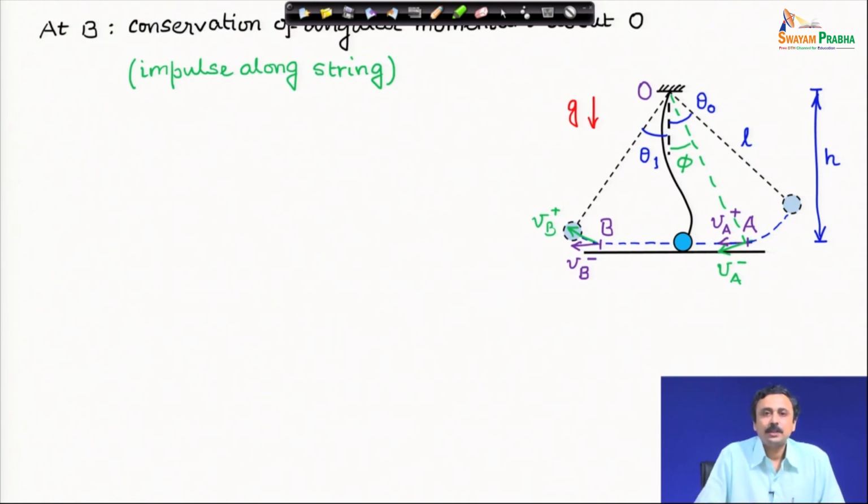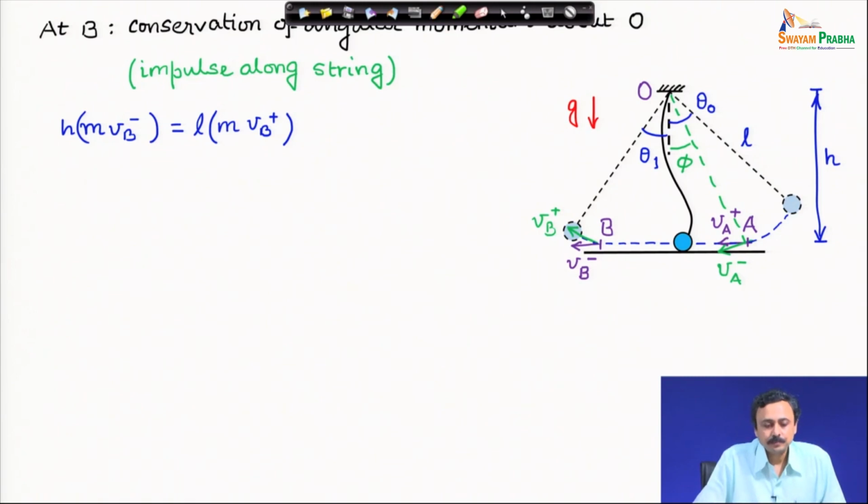which means what? The angular momentum, or the moment of linear momentum, of the bob about O must be conserved. Therefore, let us try to calculate the angular momentum about O.